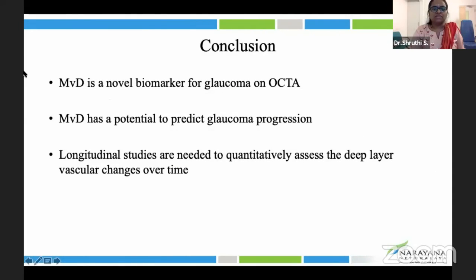To conclude, microvascular dropout is a novel biomarker for glaucoma on OCTA. It has the potential to predict glaucoma progression, and longitudinal studies are needed to quantitatively assess the deep layer vascular changes over time.